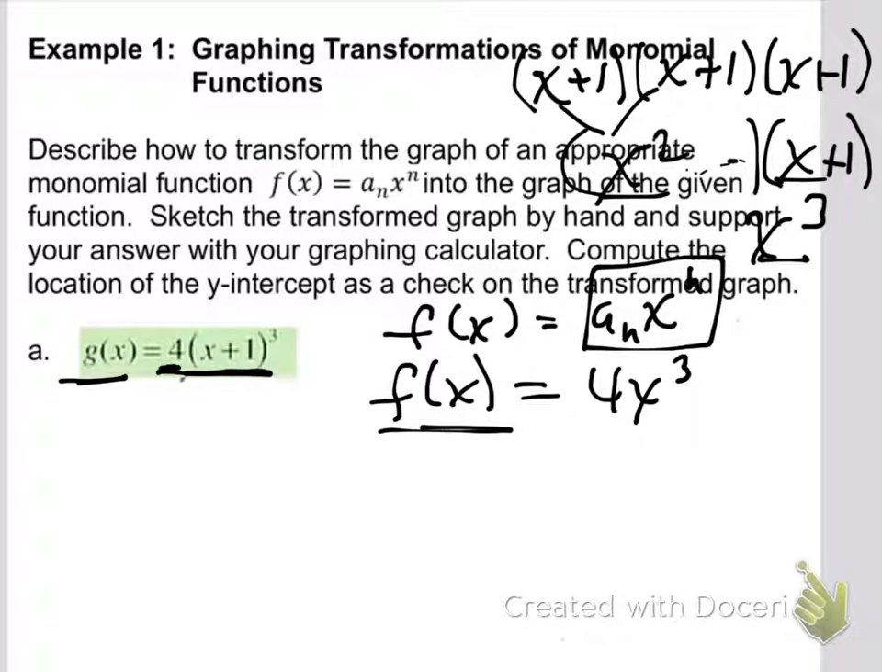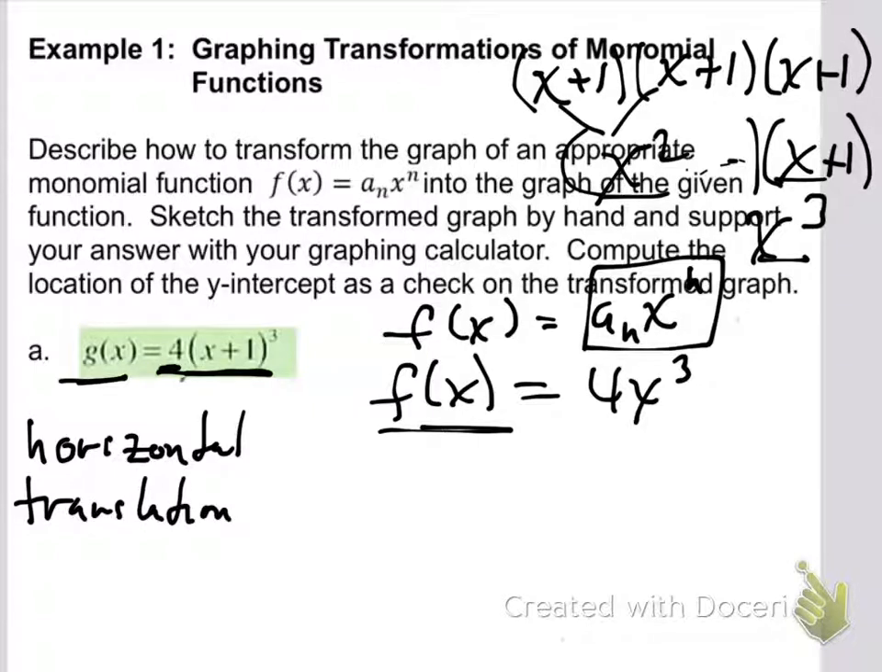Now, what type of transformations take me from this function to this function? And we have to write that down. I'm adding 1 to the x, so when we add to the x, go left. So this is going to be a horizontal translation 1 unit left.